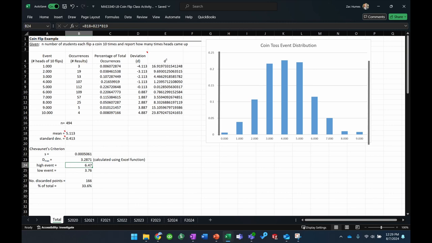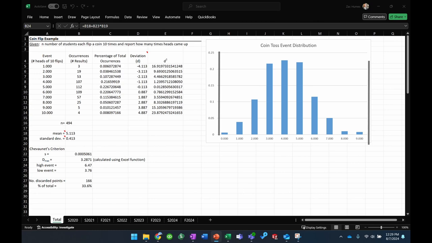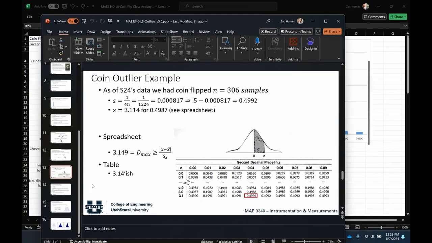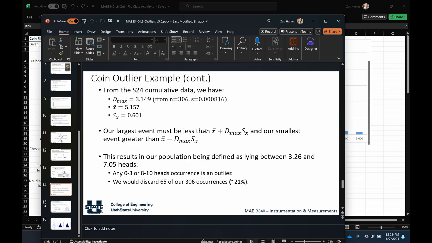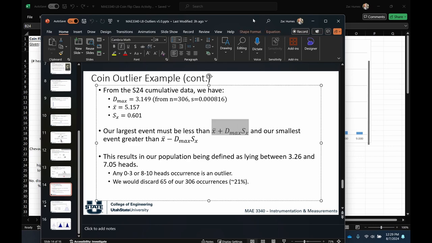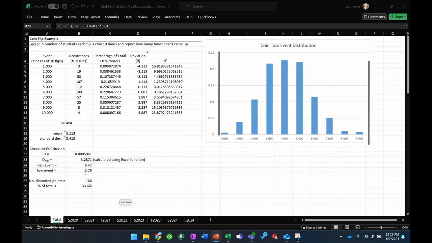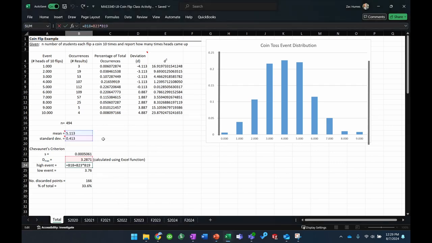And so what I'm doing here is I am applying those equations that we looked at right here, and we reformulated it and laid it out into this format. So this right here is exactly the equation that we're using right here. So for that high event, we're taking our mean and we're adding our Dmax value multiplied by our standard deviation. And so that is going to give us what our high event is. So anything greater than 6.47, we're going to throw that out and say it's an outlier. So let's move our thing over here to 6.47, which is probably about right here. So anything greater than that, we're going to throw away.